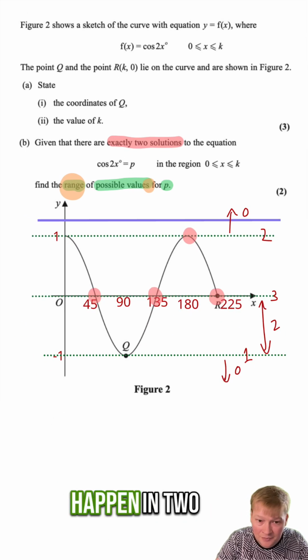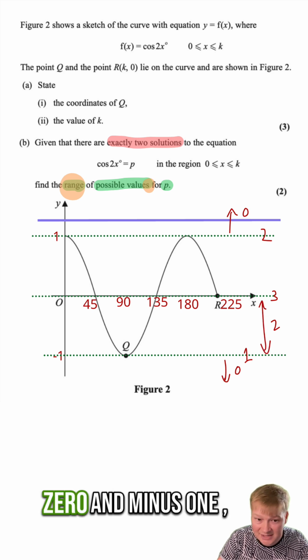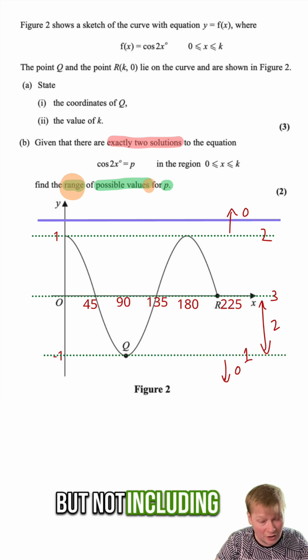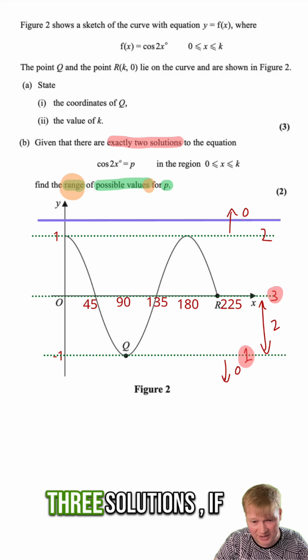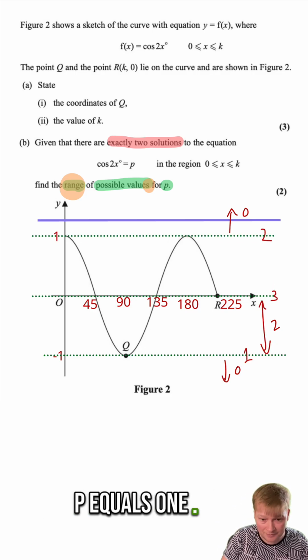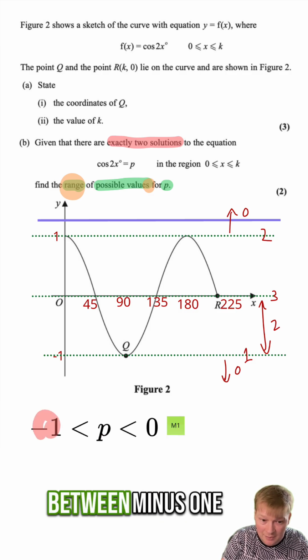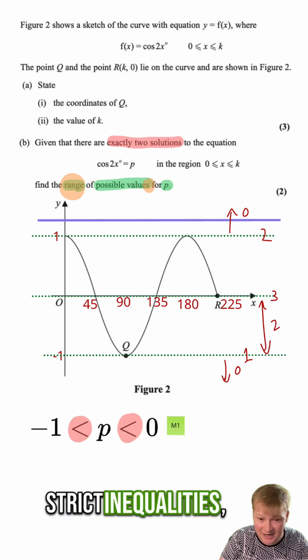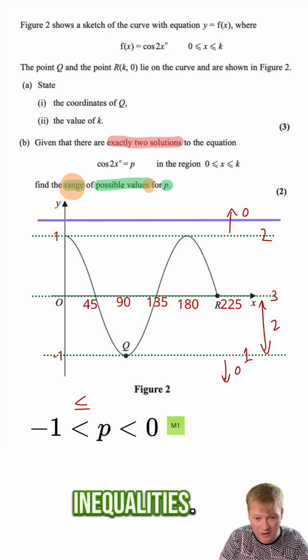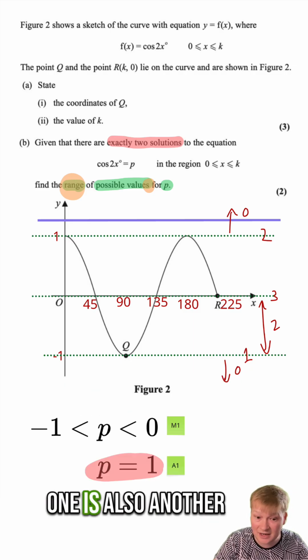So that's going to happen in 2 scenarios. If p is between 0 and -1, but not including those values, because otherwise we'd have 1 or 3 solutions, if it's strictly between them, or if p equals 1. So how do we write this down using inequality notation? We say that p is between -1 and 0 using strict inequalities, not inclusive inequalities. That would be wrong. And we also need to put that p equals 1 is also another solution.